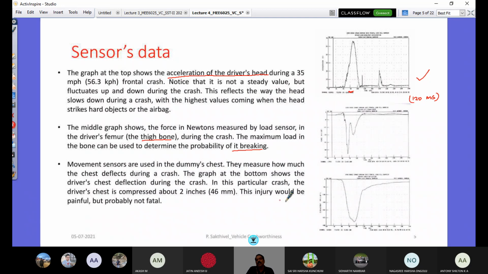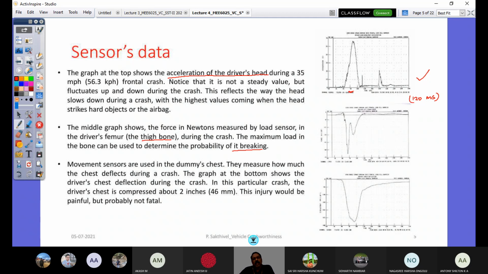We also need to understand how you measure these injuries. All that we will also be seeing in today's class, right? So these are the 3 important types of sensors employed in the dummy, and those are called dummy sensors: accelerometer, load sensor and the motion sensor, right?